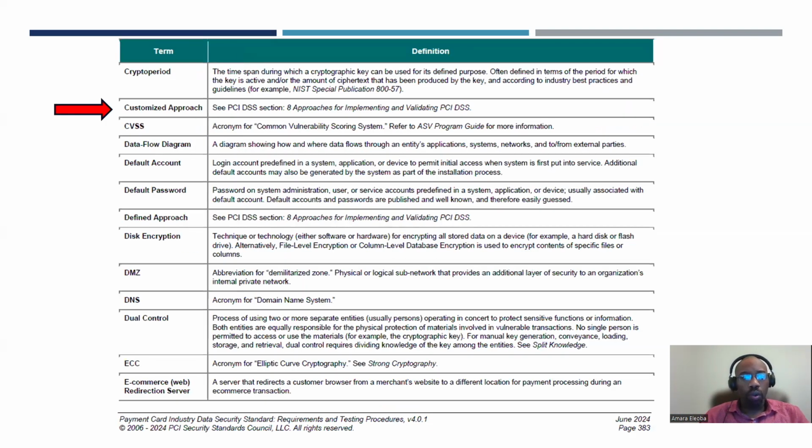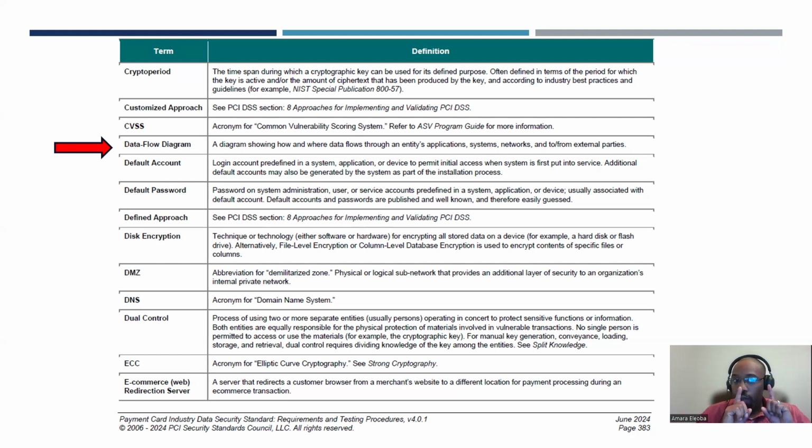Okay, so within PCI, we have something called a customized approach. We'll discuss that during the implementation and validation of PCI section. A data flow diagram is a diagram that shows how and where data flows within the organization, in terms of applications, systems, networks, and I would say within your third-party companies.